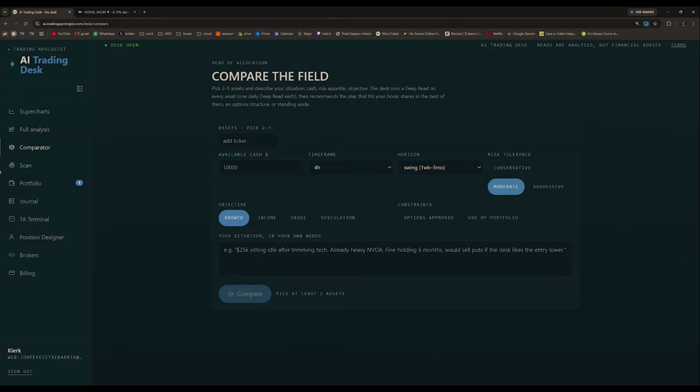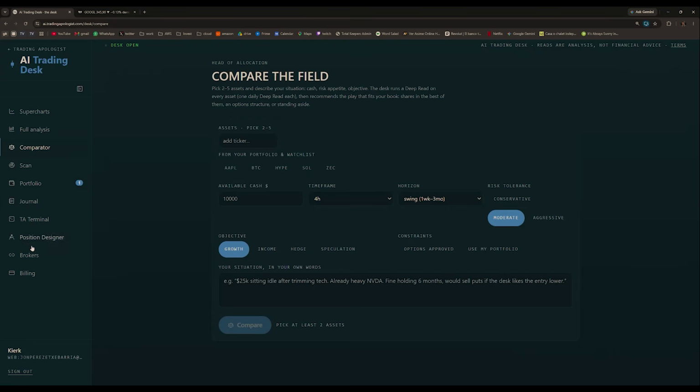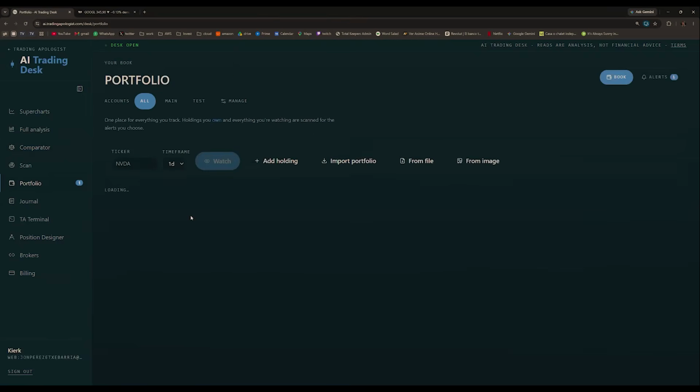So what would be your recommended? I'm just playing the user here. If I want to import my portfolio and I'm on Robinhood, do I export a CSV? Do I take screenshots and bring things in? What do you think's best?